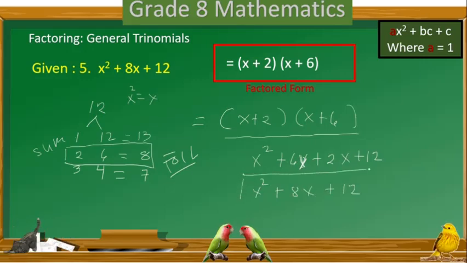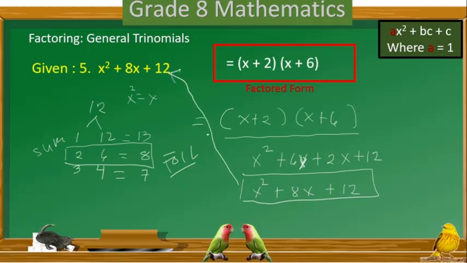So this is the answer. This is the product of multiplying our result. So as we compare this answer to our given, they are the same, meaning this answer is correct. Okay, that is how to factor general trinomials where your first term numerical coefficient is equal to 1, or A is 1.